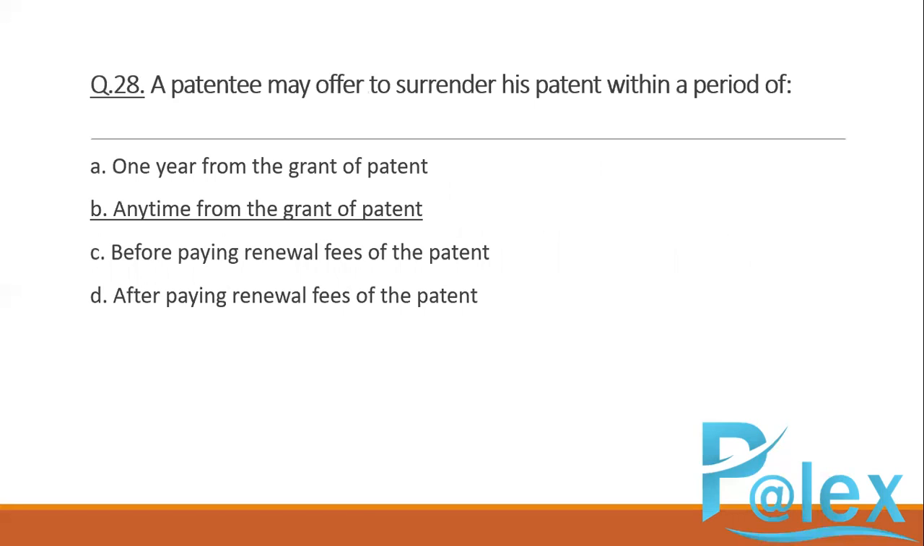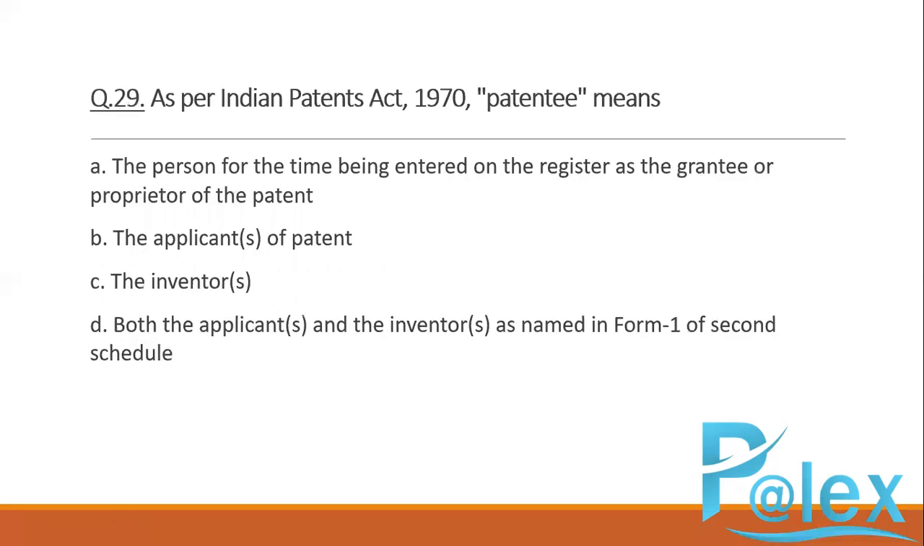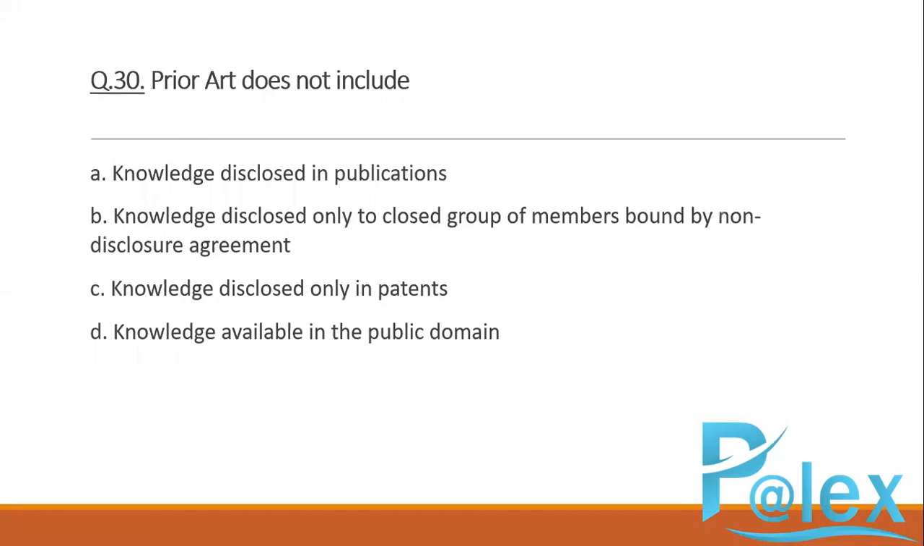A patentee can surrender the patent under section 63 anytime from the grant of the patent. Question 29, as per the Indian Patent Act, patentee means person for the time being entered on the register as grantee, applicant, inventor, both the applicant and the inventor as named in form 1 of second schedule. The correct answer to this is patentee is the person for the time being entered onto the register as the grantee or proprietor of the patent basically.